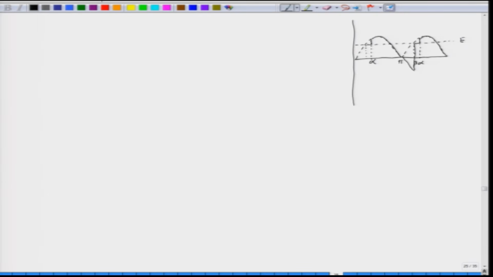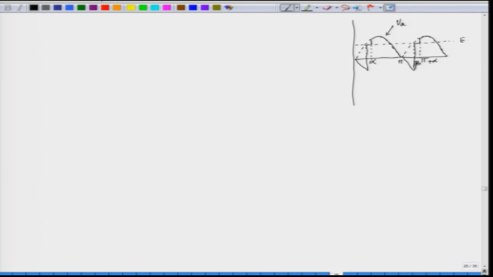This is alpha, pi, this is beta, and then again we have pi plus alpha. Now, what we need to do here, if it is periodic, we have the waveform which is like this. So, this is the armature voltage V A. Now, we need to find out the average armature voltage applied to the DC motor.